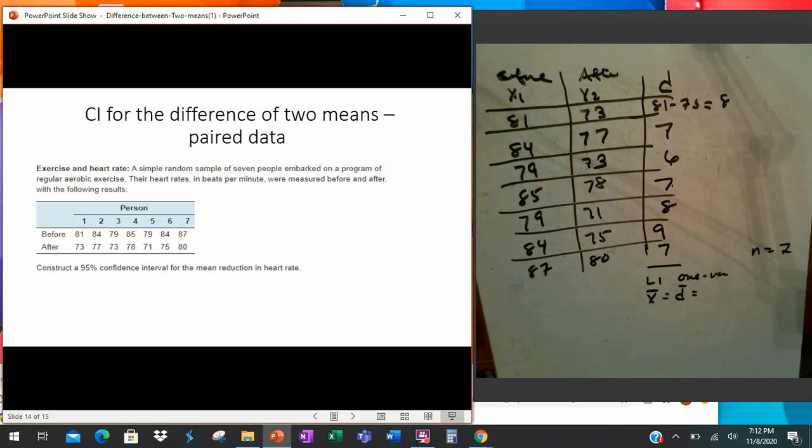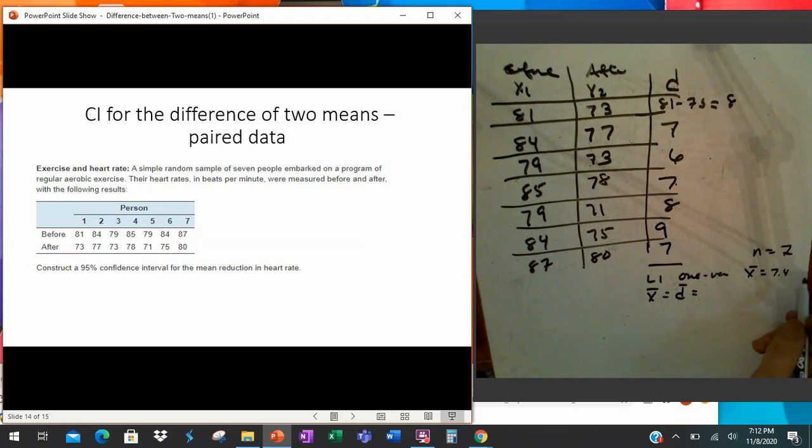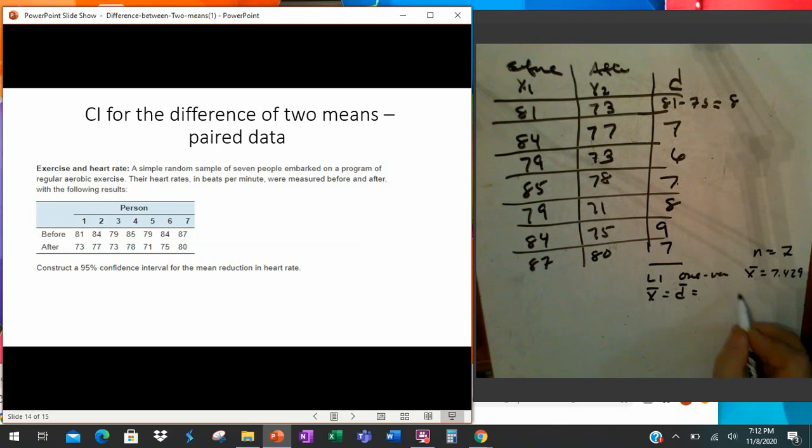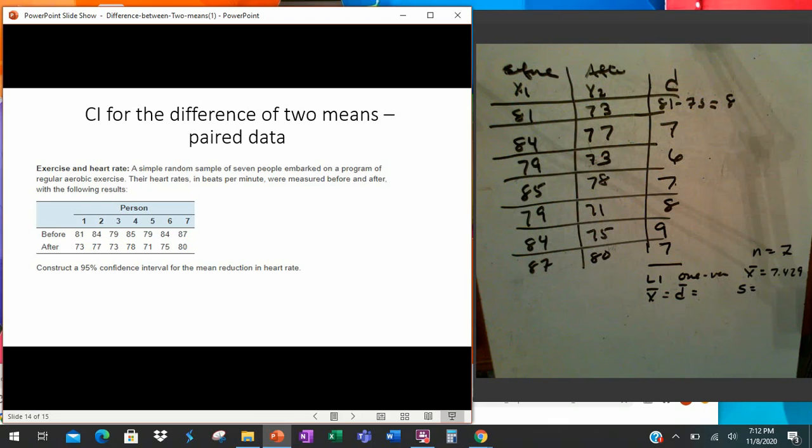My n is equal to 7. I get my x bar at 7.429, and then my s sub x, this is for sample data, that would be 0.9759. So that is this value, and my S sub D is going to be the 0.9759.